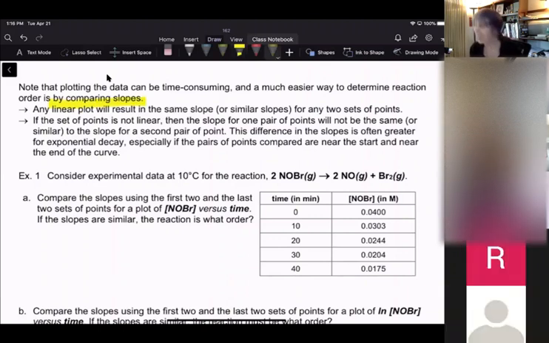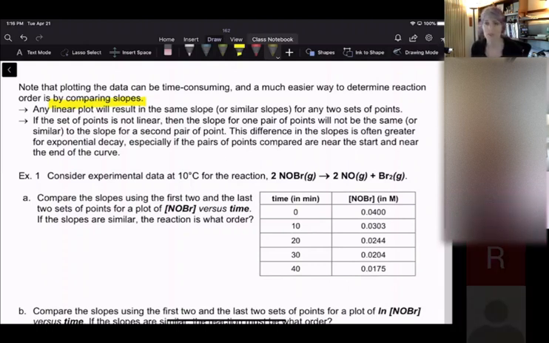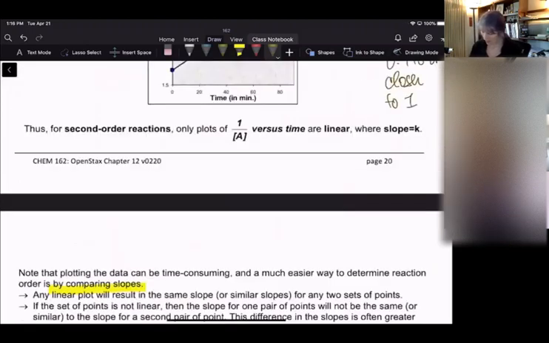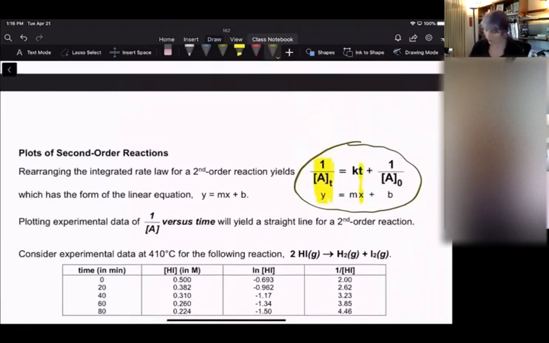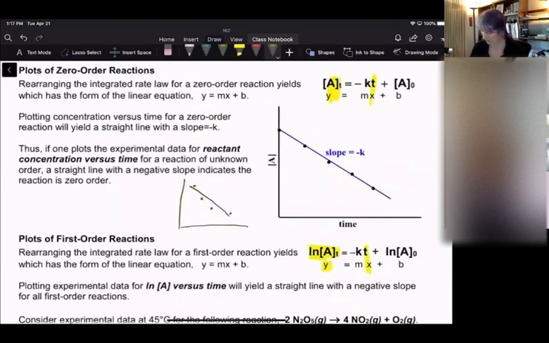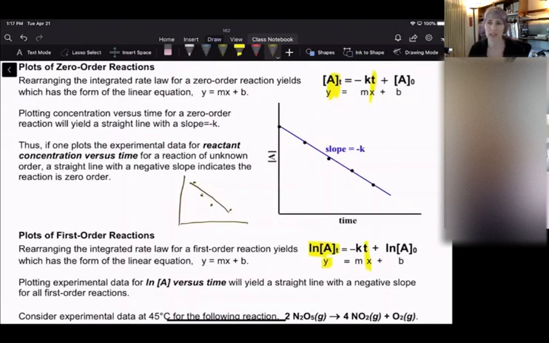Professor, quick question. Yeah. So for the zero order and first order reactions, the k is negative, and for the second order, it's positive. Why is that? That falls directly out of the integrated rate law equations. So, looking here, you can see that that slope would be positive k. On the earlier ones, the other ones are both negative k.